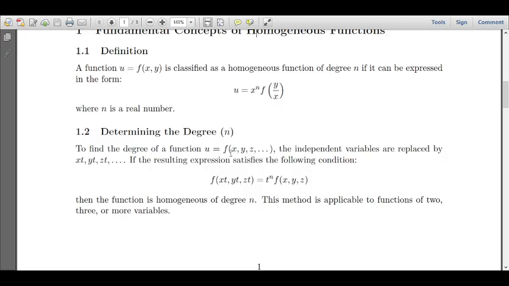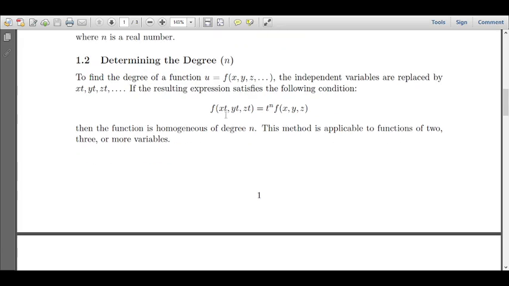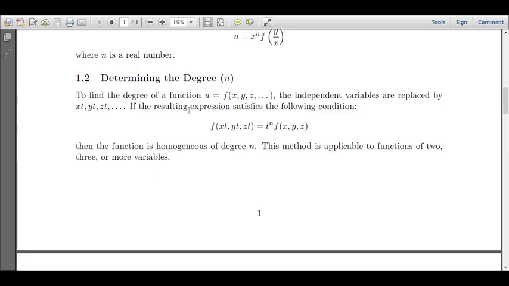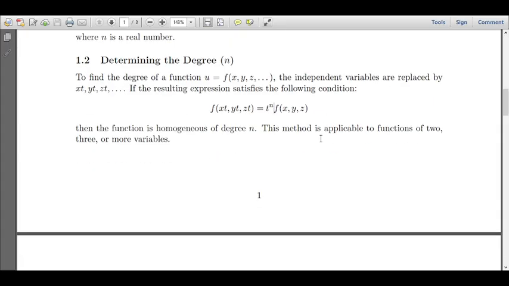if u equal to a function of three variables f of x comma y comma z, then f is said to be a homogeneous function of degree n if f of xt, yt, zt equal to t power n into f of x y z. That is, our function u equal to f of x y z, and we replace the independent variables by multiplying with a factor t. That means replace x with xt, y with yt, and z with zt. It will be expressible in the form t power n into f of x y z. Then this n is called the degree of the homogeneous function, and this method is applicable to functions of 2, 3 or more variables.